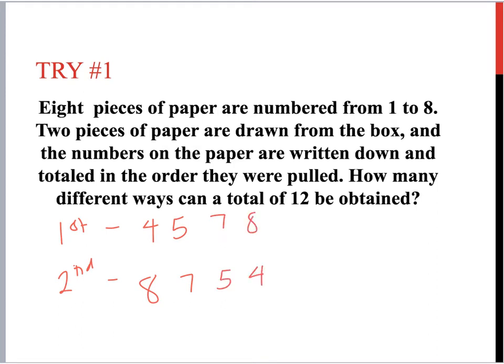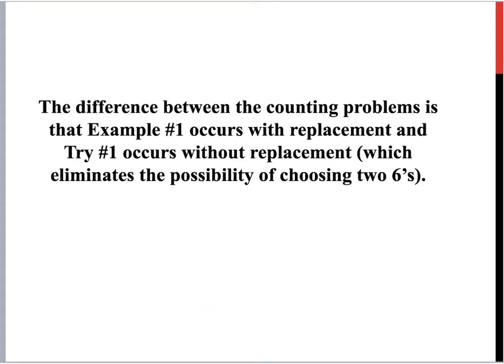In this case, the number 6 that we had last time is not available because there was only 1 6 placed in the box, not 2 6s. So that does not work. So again, there are only 4 ways for this problem. All right, let's look at the next one. So just some background information. The difference between the counting problem in example 1 is that example 1 had replacement, whereas try 1 did not have replacement. So again, that eliminated the possibility of choosing 2 6s.